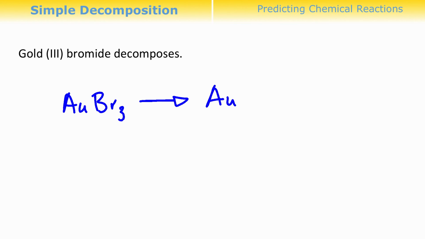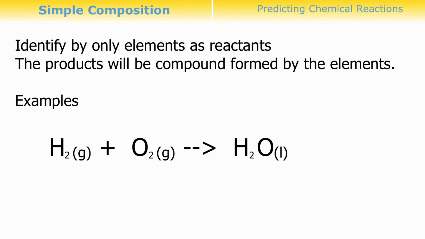So I have a gold. Gold's not diatomic, so I just leave it as is. Plus, bromine is diatomic, and so I would write it as Br2. In this case here, again, notice it's not balanced. Let me just balance it real quick for us. I need to get common denominator, so maybe put a 3 there to give me 6 bromines. I put a 2 here, that gives me 6 bromines. I have 2 gold, I'll put a 2 there. Okay, simple decomposition.